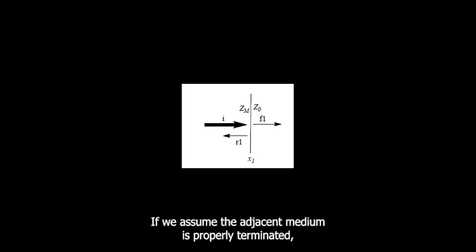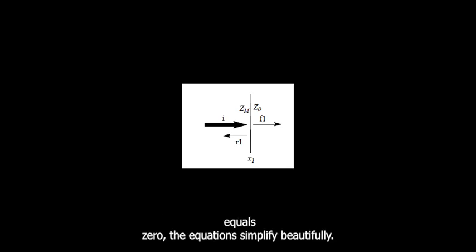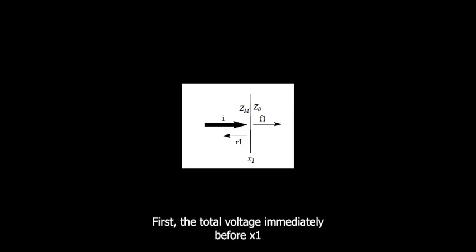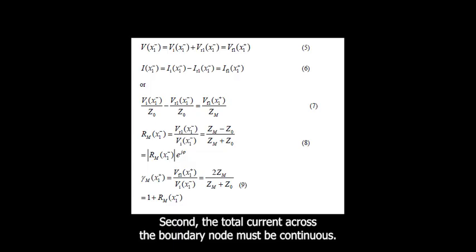If we assume the adjacent medium is properly terminated, meaning there is no backward propagating wave from the other end, so VB x1 plus equals 0, the equations simplify beautifully. First, the total voltage immediately before x1 must equal the total voltage immediately after x1. Second, the total current across the boundary node must be continuous.